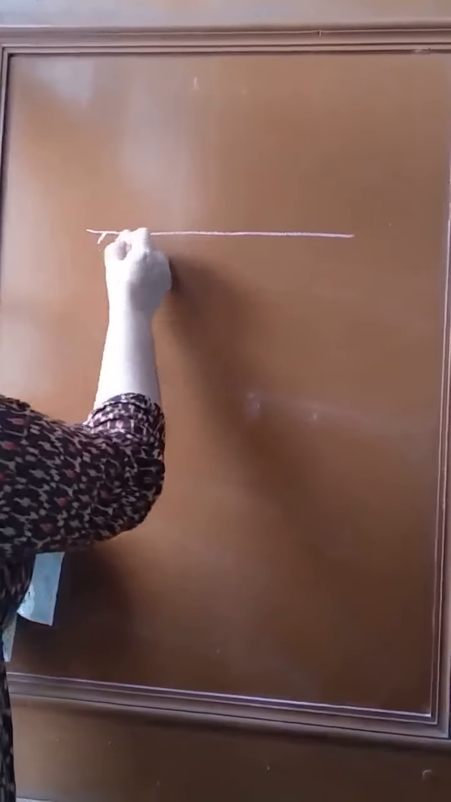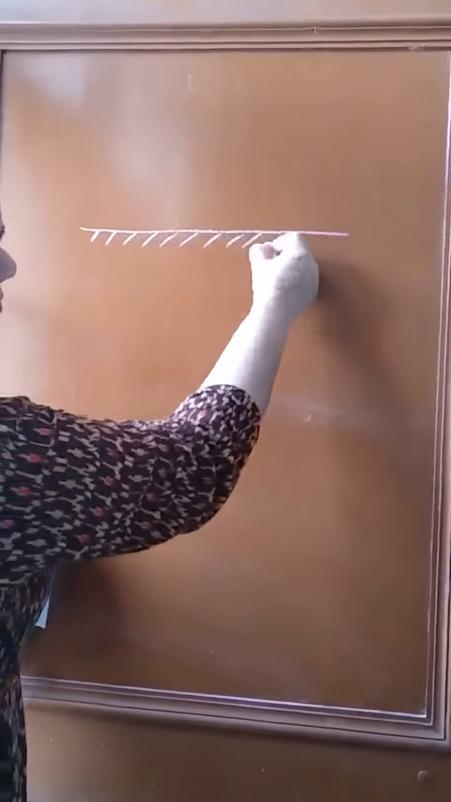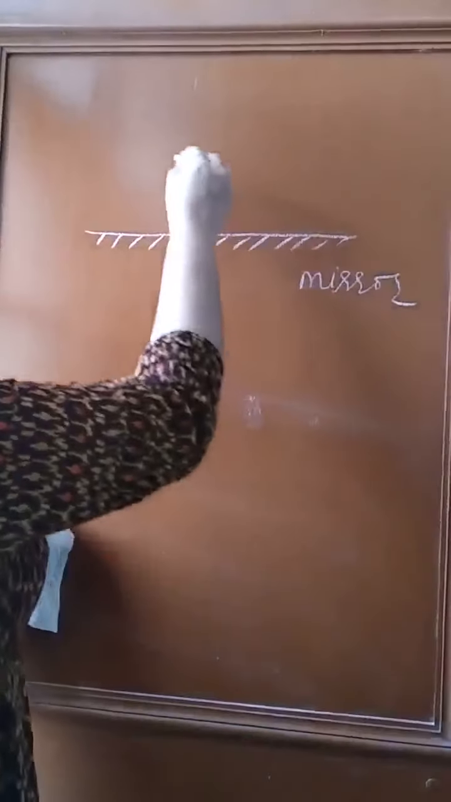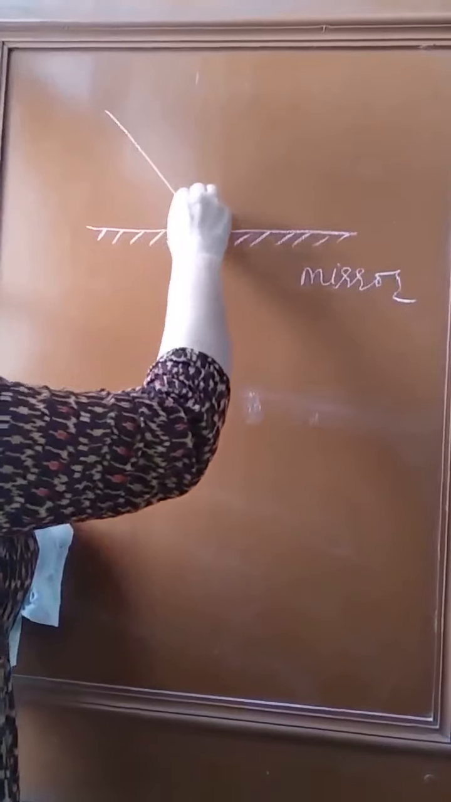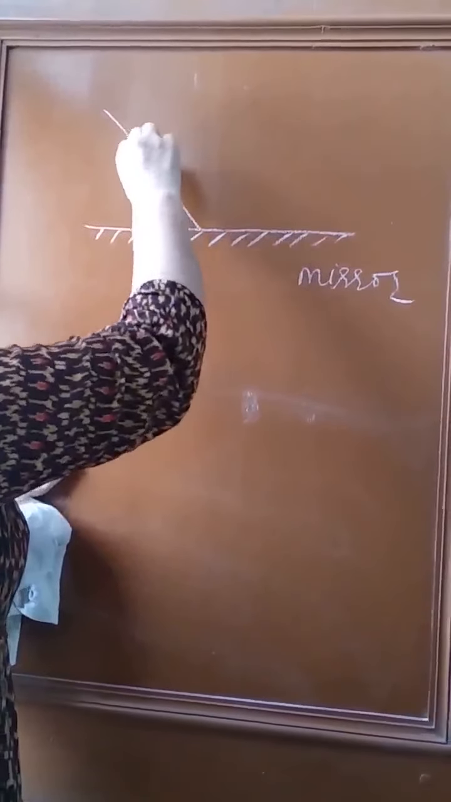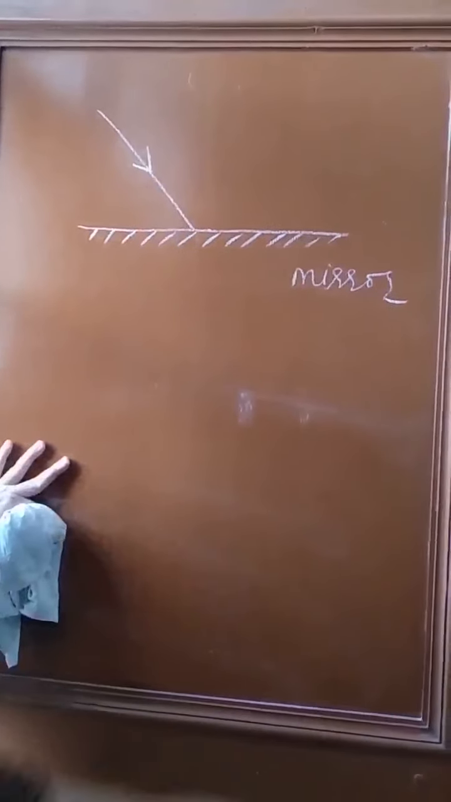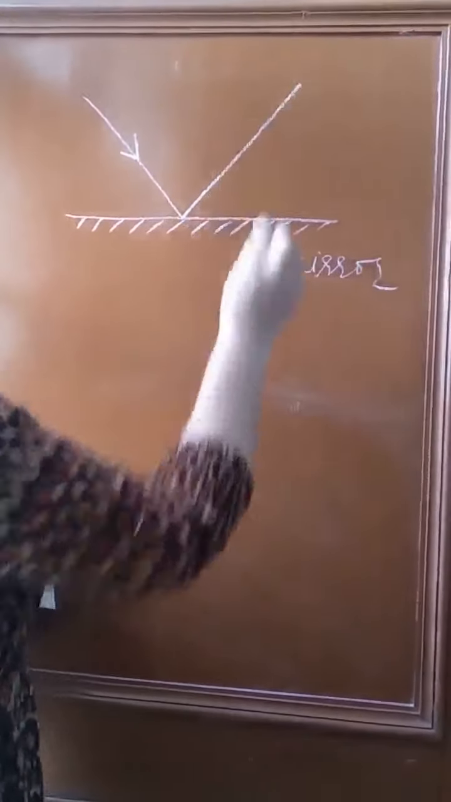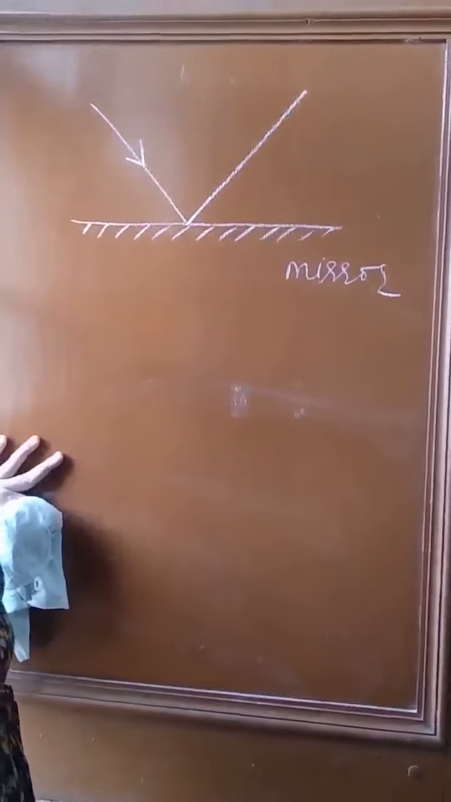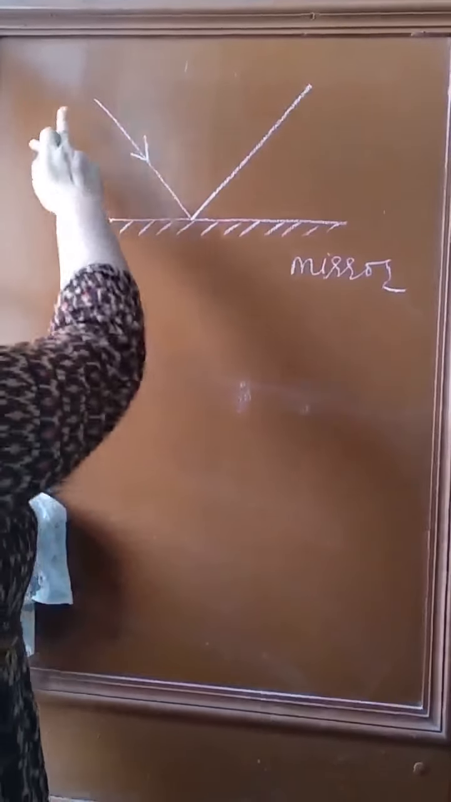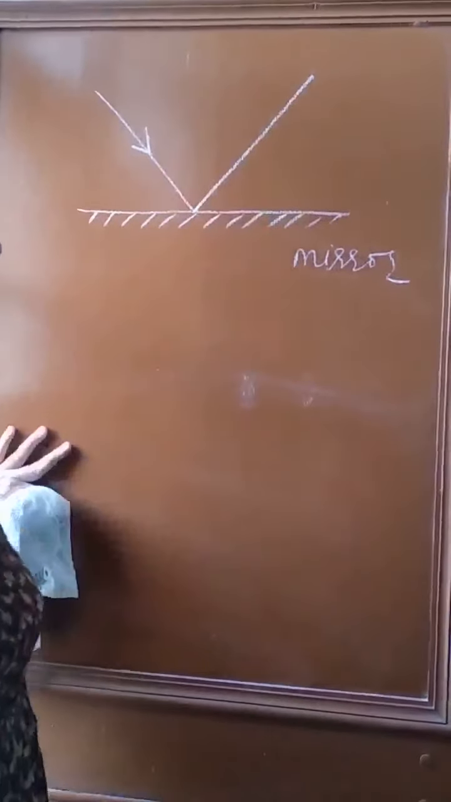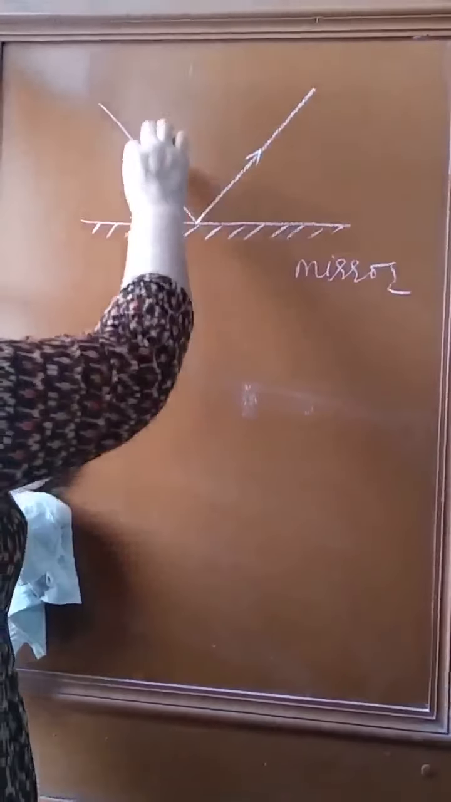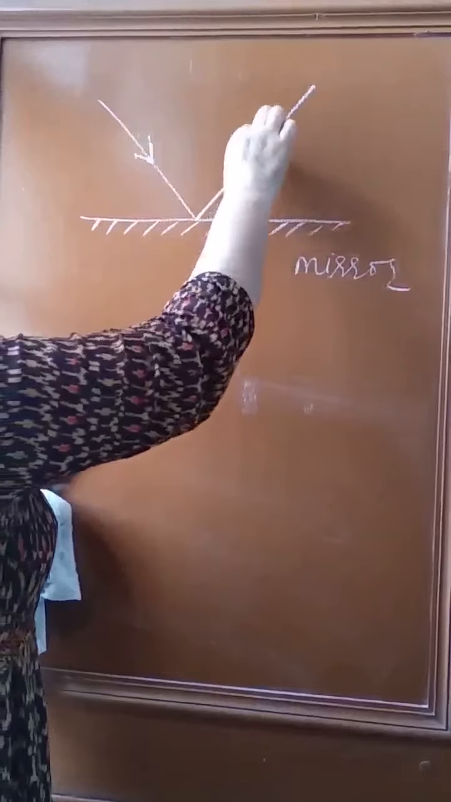Now we will take a smooth polished surface like a mirror. When a ray of light strikes this surface, it goes back in the same medium after striking this surface. This is the bouncing back of light in the same medium. We show the rays with arrowheads.